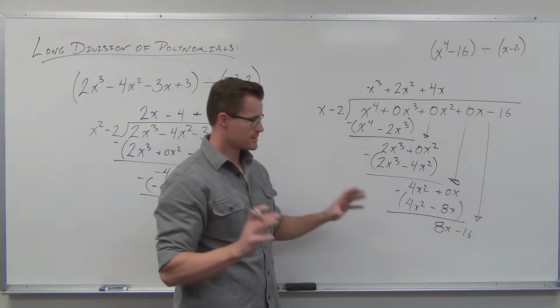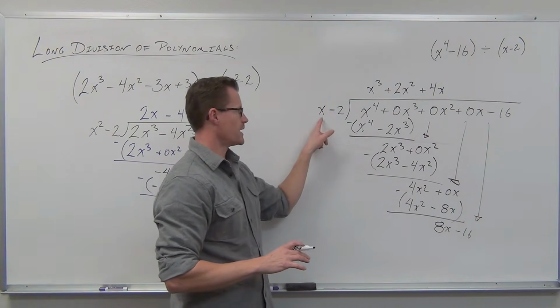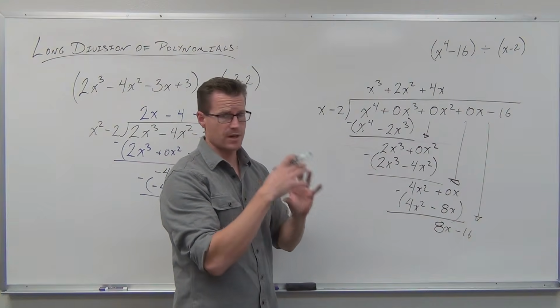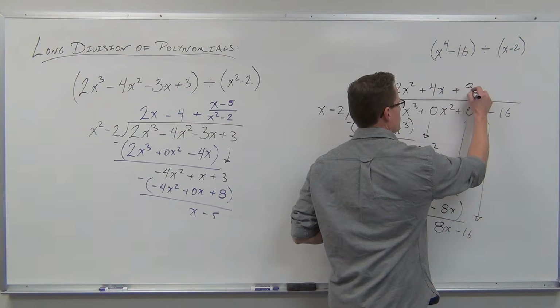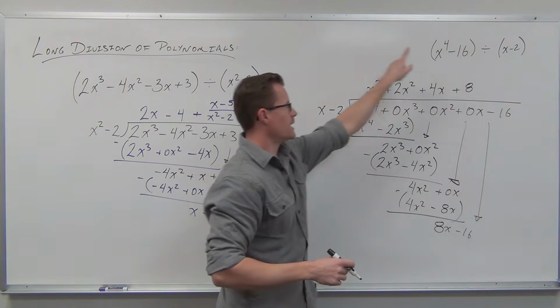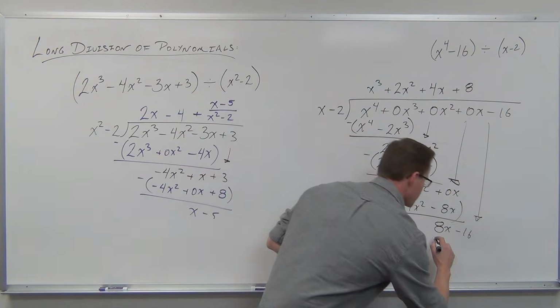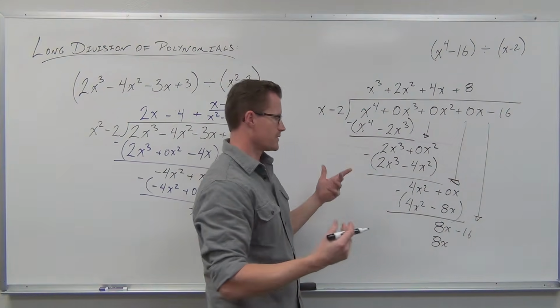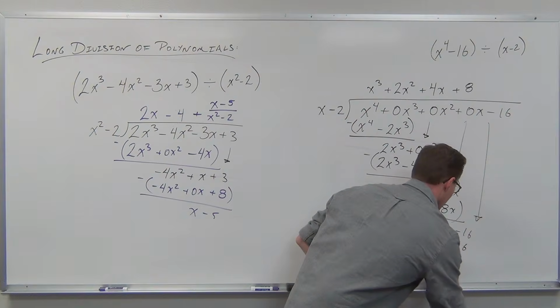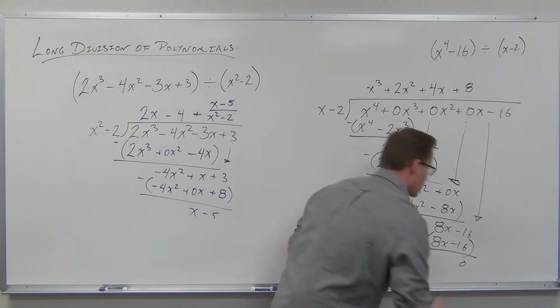And last step, divide 8x by x. It's always first term divided by first term. It's going to give you 8. We're going to distribute 8 times x is 8x. 8 times negative 2 is negative 16. Oh, I love it. That gives you a remainder of 0.